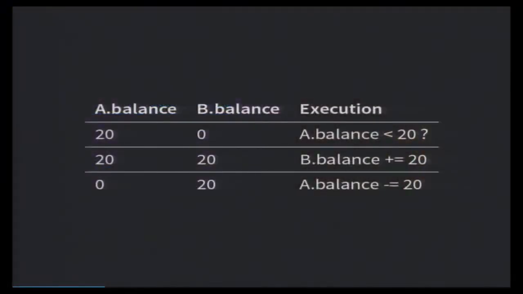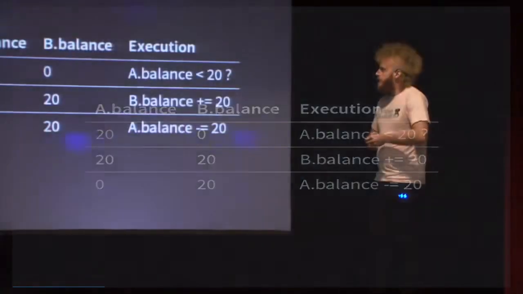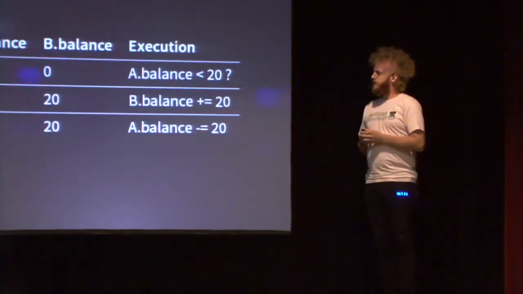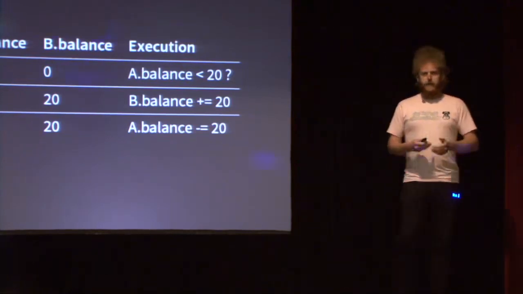If we execute it on paper, A has $20, B has 0. A wants to transfer $20 to B. So the single thread of execution is going to go, okay, does A have less than 20? Because if it does, then we're going to have to bail out. No, it's got 20 or more, so we'll continue. The next thing we do is add $20 to B's account, and then take $20 away from A's account. Easy done. The thing with financial systems is that concurrent transactions happen a lot.